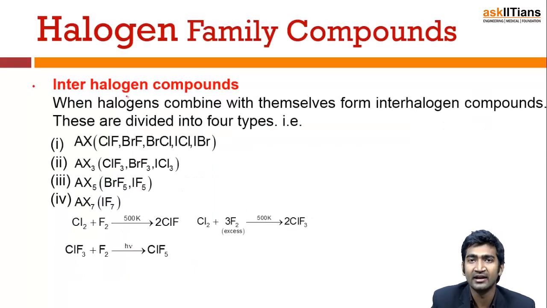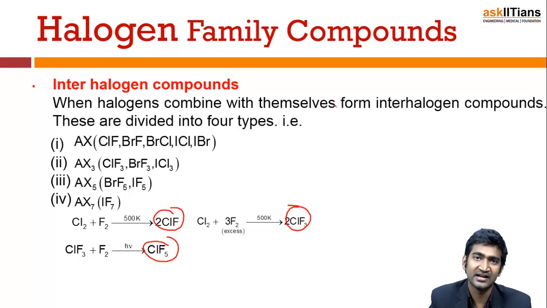Next are the interhalogen compounds. So interhalogen compounds means what? The compounds which are formed from the halogens themselves. Like here you can see ClF, ClF3, ClF5. At different conditions, you have different compounds getting formed. So these combine among themselves as the interhalogen compounds and are divided into four types.